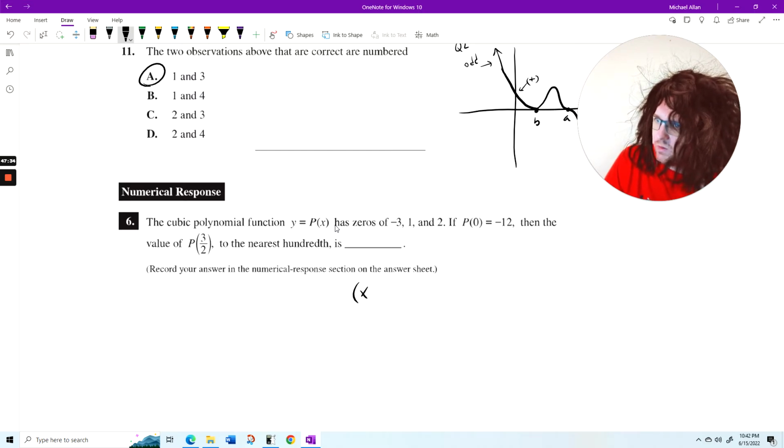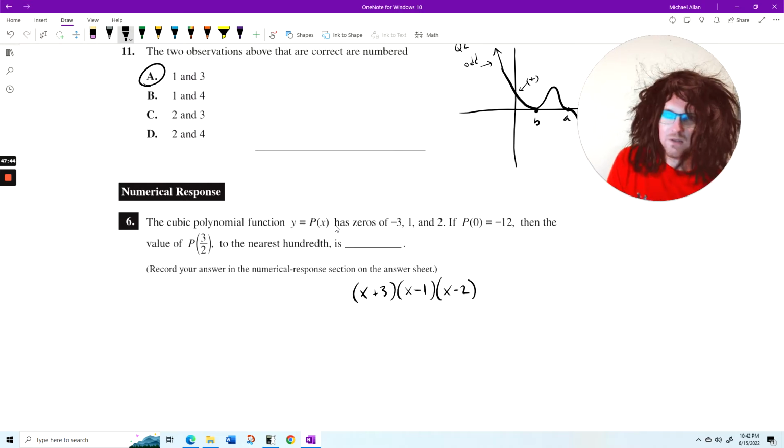So if I know the zero is -3, I can say the factor is (x + 3). If I say it's 1, I can say the factor is (x - 1). And if I say it's 2, I can say the factor is (x - 2). So that's our factors. There's no multiplicities here because it is cubic and there's 3 factors. So that's all we have, right? So this can't do anything else there.